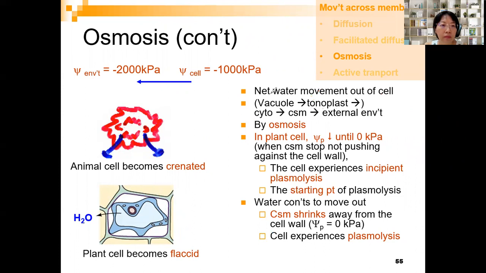In this condition, we describe that an animal cell will experience crenation. That means the membrane will shrink and the cell becomes crenated, folded like that. And the plant cell experiences plasmolysis, and it will be flaccid. Lack of water, flaccid.